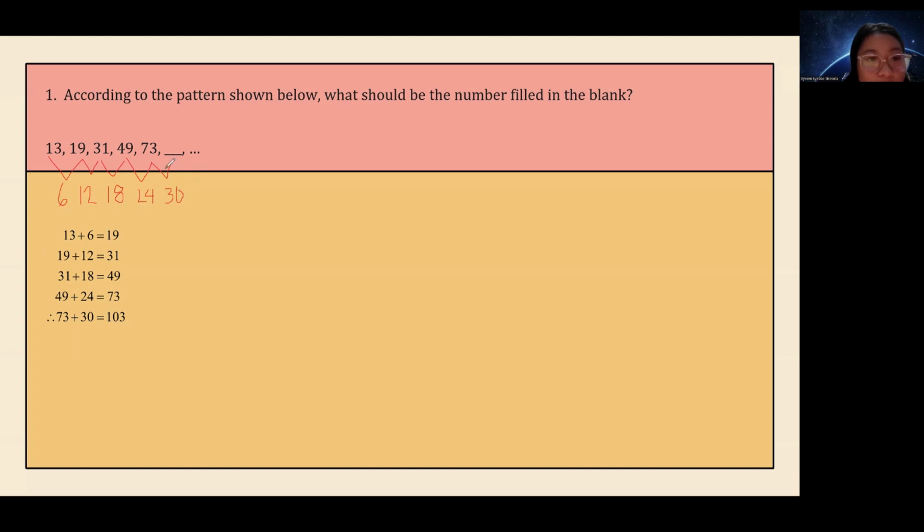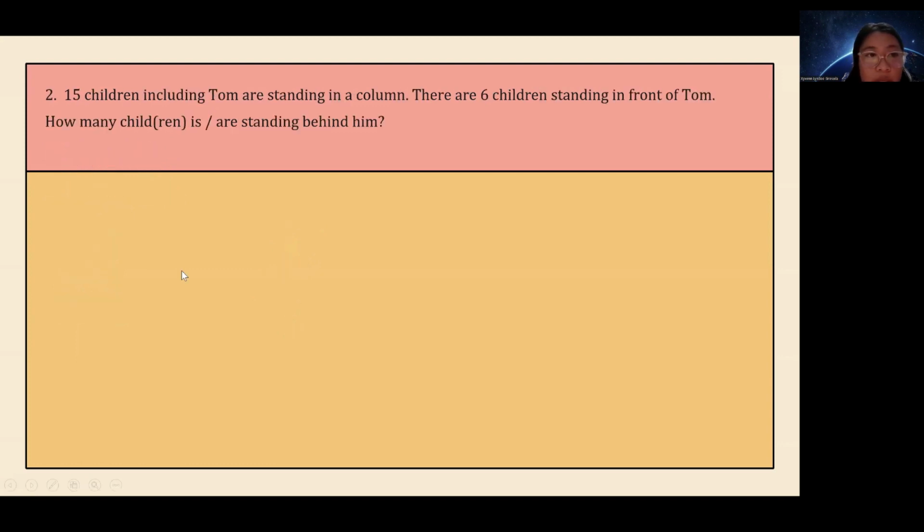Okay, so knowing that the difference should be 30, what should we do to get to the next number? Of course, we have to add 73 plus 30. So 73 plus 30 simply gives us 103. And so the answer here should be 103. Okay, so that's it. Very easy.